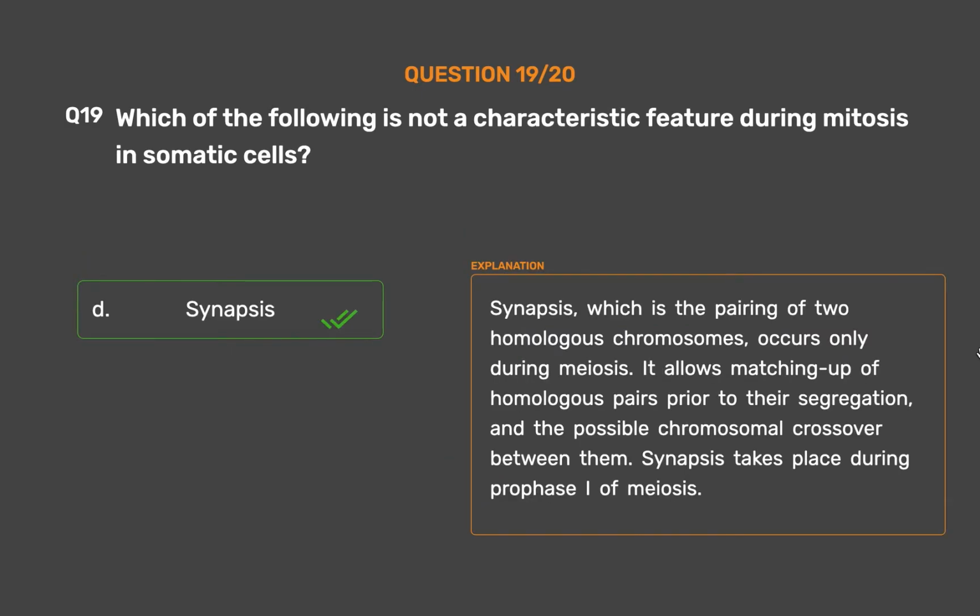Synapsis. Synapsis, which is the pairing of two homologous chromosomes, occurs only during meiosis. It allows matching up of homologous pairs prior to their segregation, and the possible chromosomal crossover between them. Synapsis takes place during prophase-I of meiosis.